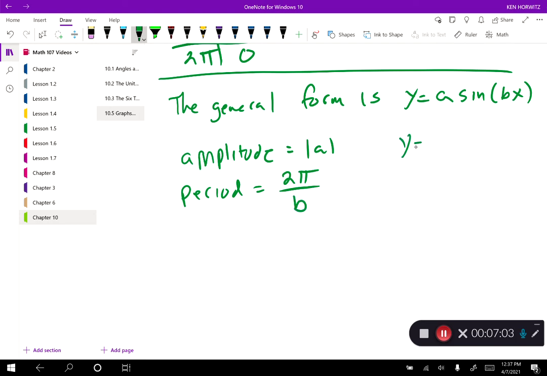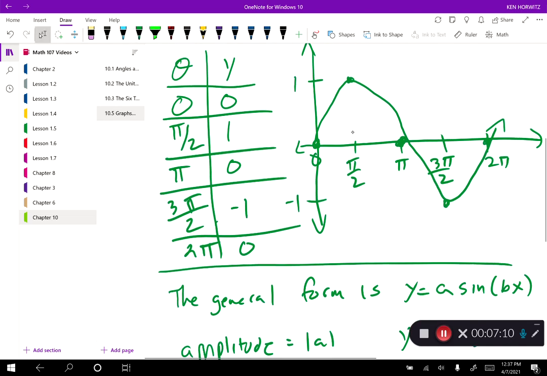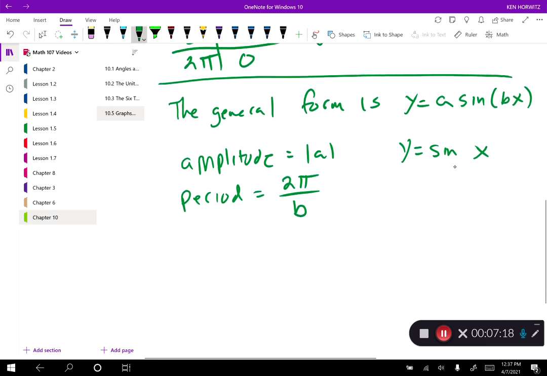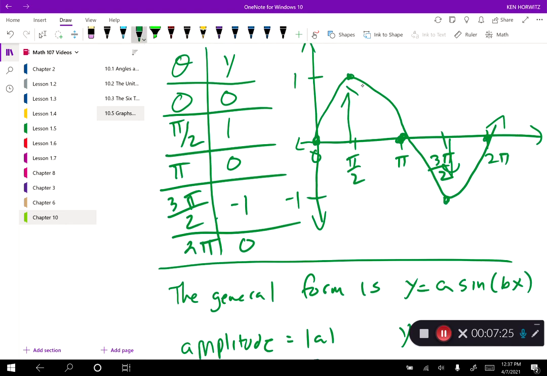So if my graph is y equals sine x, a is 1, and we notice that our graph goes up 1 unit and down 1 unit. And our period is 2 pi over b, which is 1, so 2 pi. And we go up, then down, then up. And it looks like our graph is going to repeat from here. So if I graphed the period from 2 pi to 4 pi, it would look exactly the same as from 0 to 2 pi.